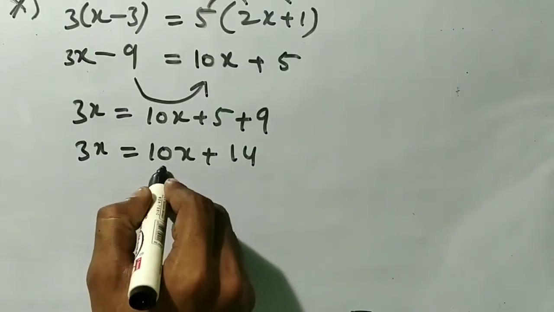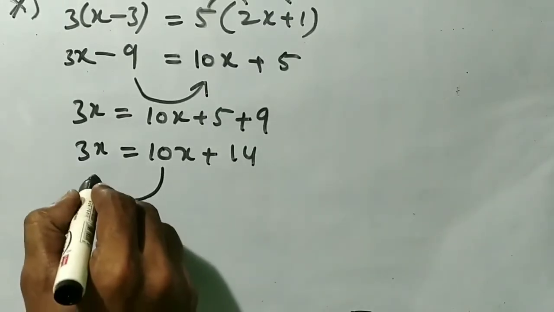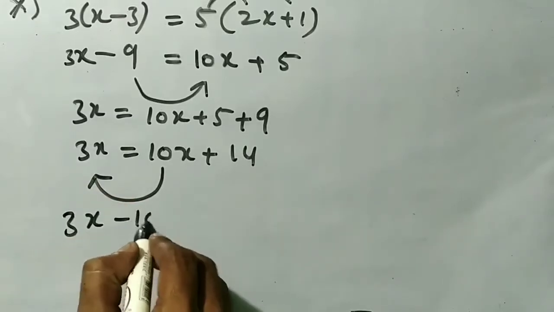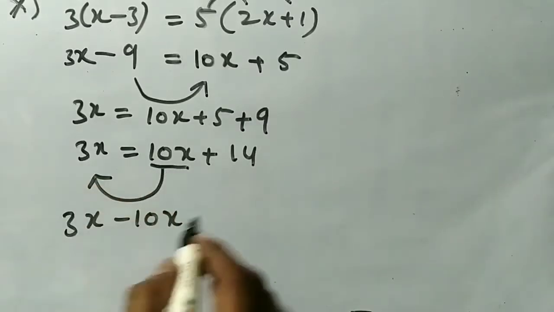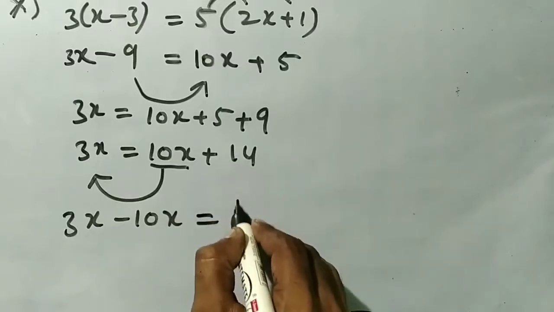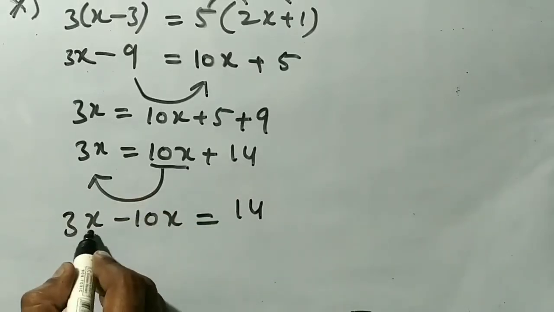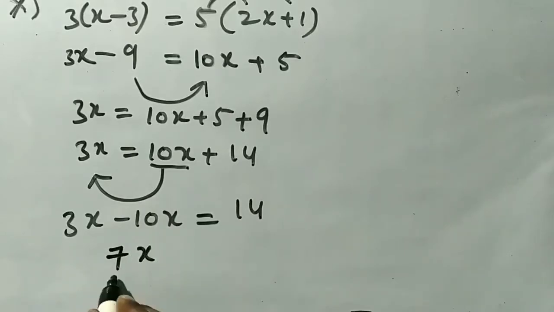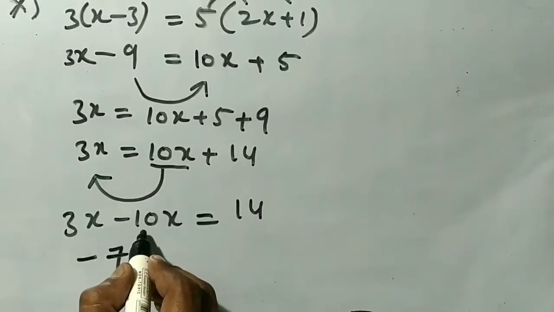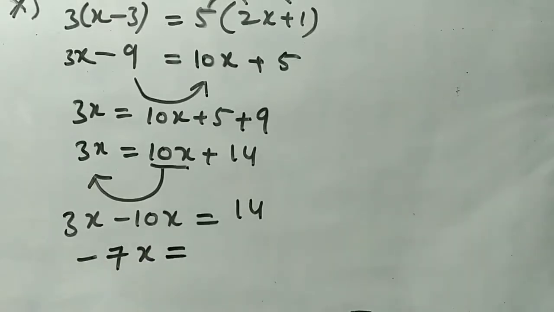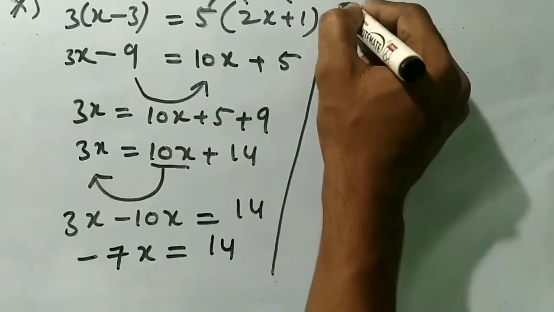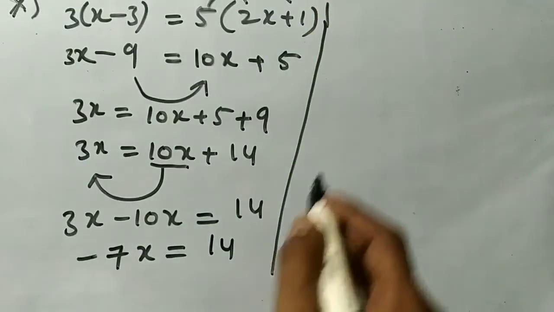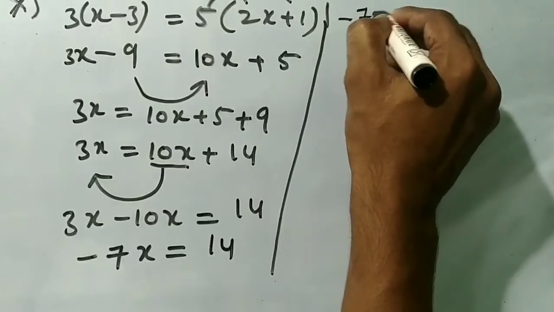So here 10x is plus. We have to transfer it to the LHS. So 3x minus 10x. Here it is plus, the whole term is plus; when it goes to the LHS, it becomes minus. Is equal to 14. So 3x minus 10x, that is not 7x, it is minus 7x, because the bigger value has the minus sign. So minus 7x is equal to 14.